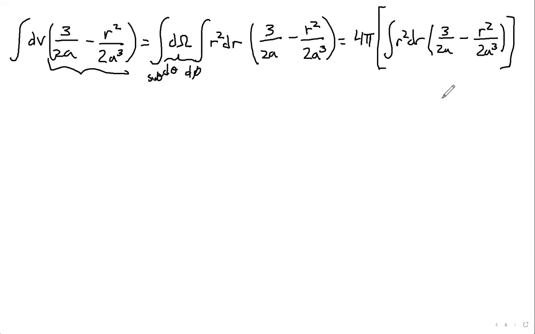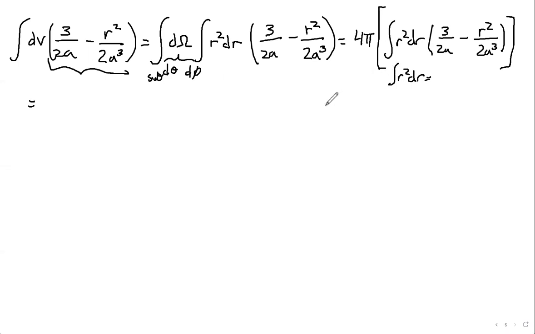If you go on with this, the first integral is easy because it's 3 over 2a times R squared. If you integrate R squared, you get R cubed, so you get a cubed divided by 3, basically. After everything put together, what you get is the following. I'm going to wrap up everything because it's very simple.